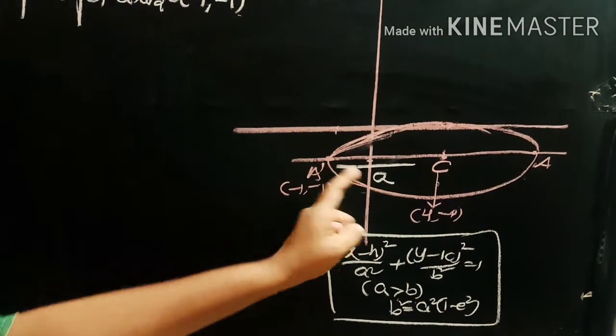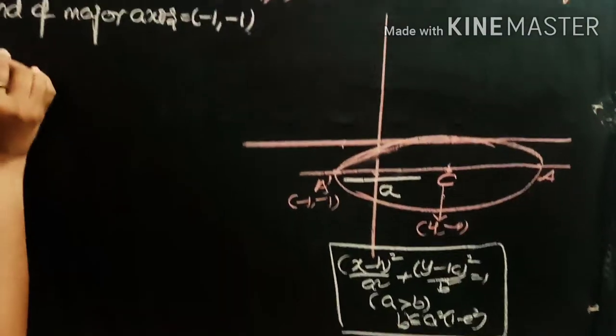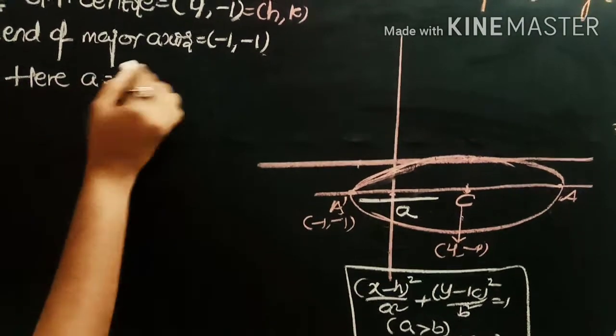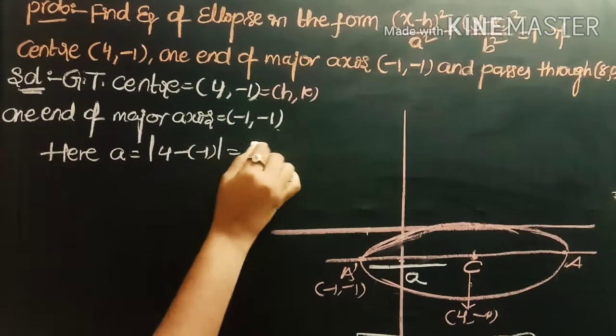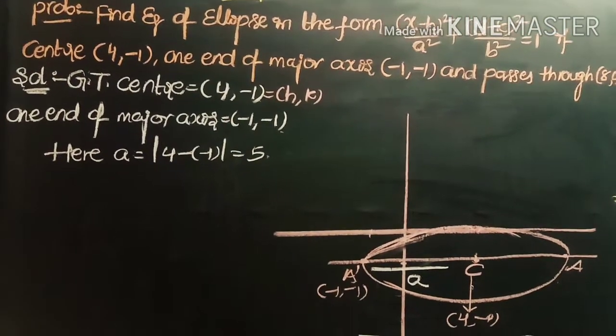So clearly here, a is nothing but the distance between these 2 points. That is, a is equals to, simply we take the distance between these 2 points, that is 4 minus minus 1, 4 plus 1 equals to 5. a is equals to 5. Now we want to find the value of b.